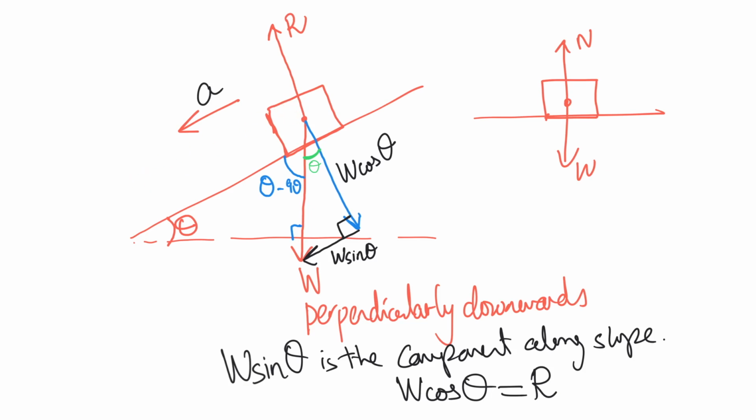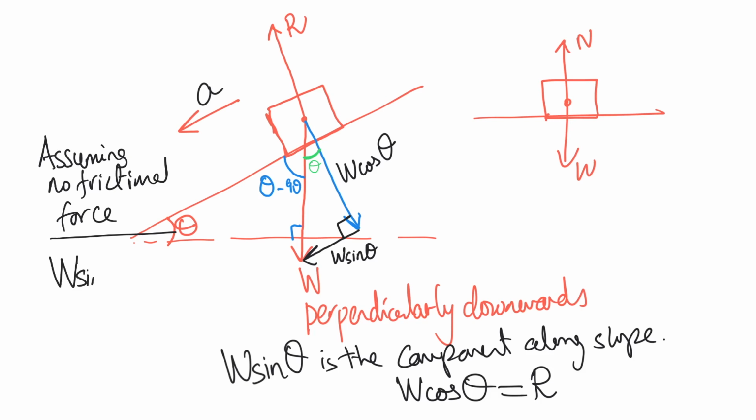Now, I'm going to assume that there is no frictional force right now. Assuming no frictional force, W sin theta is the only force which is pulling the object down. So I could say W sin theta is equal to the forward force. जहाँ आपने A लिखा हुआ है, वहाँ पे आप F भी लिख सकते हो. F means force, and wherever there's a force, there's an acceleration.